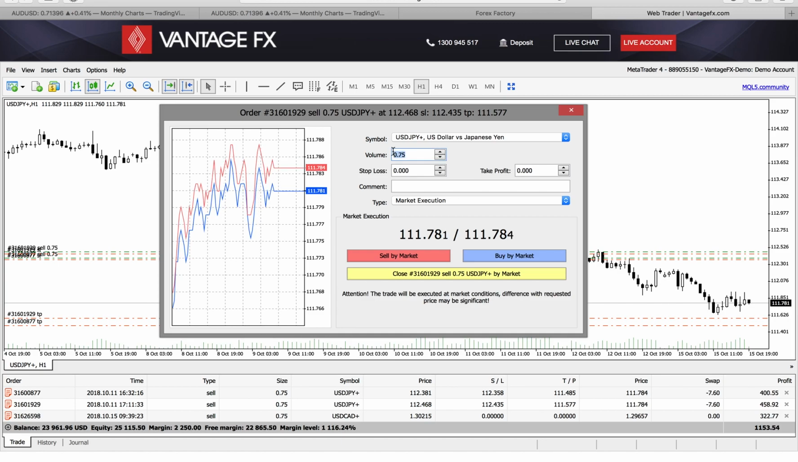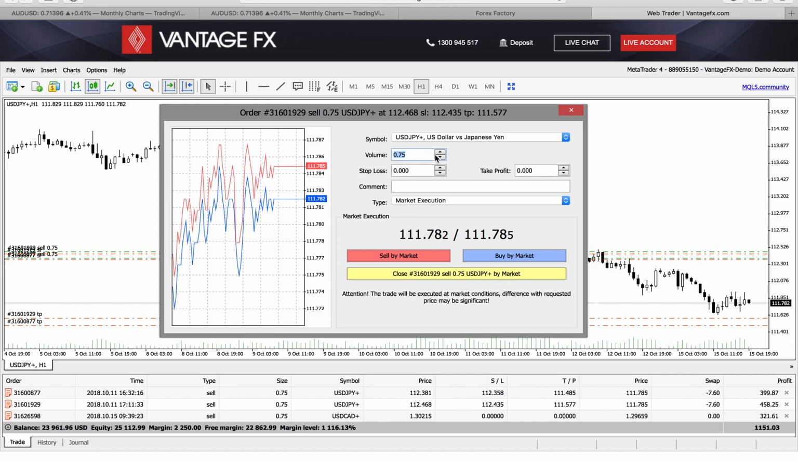So if I decrease the volume, let's just say this trade's up at $458 right now. I could choose to close half of this position. I could choose to close a quarter of it, a specific amount. Right now, what I'm going to do is I'm going to close half of this position.